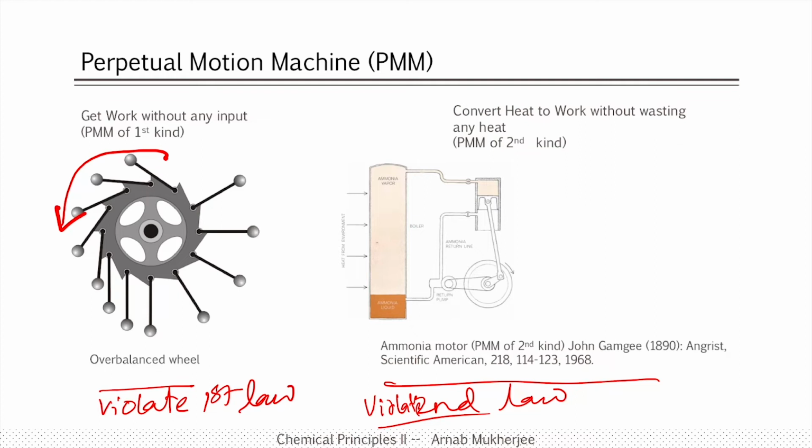A perpetual motion machine of the second kind says that you pay for it, fine, but you cannot eat in full. You have to leave something for others. So, I pay 10 rupees, I can only eat up to 8 rupees, I have to leave out the rest too. So, this particular machine, which is called the ammonia motor, also called the zero motor, was made by somebody called John Gamgee.